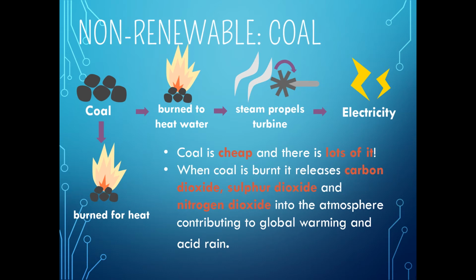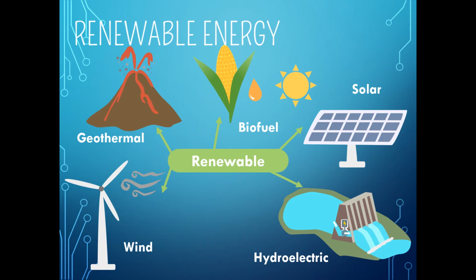Coal is very cheap and there is lots of it. When coal is burned, it releases carbon dioxide, sulfur dioxide, and nitrogen dioxide into the atmosphere, contributing to global warming and acid rain. Non-renewable energy sources won't last forever. Once we have used up our supply of oil, gas, coal, and uranium, there will be no more.